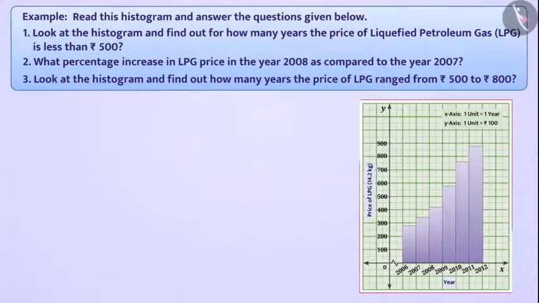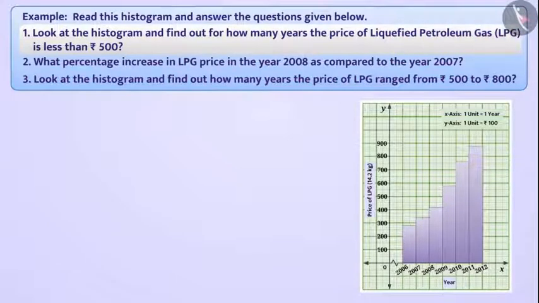The histogram shown here shows the change in the price of LPG over different years, in which the x-axis represents years and y-axis represents price of LPG per 14.2 kg. Here, the width of each class interval is the same, that is 1 year, and the scale of y-axis is 1 unit equal to 100 rupees. Look at the histogram and find out for how many years the price of LPG is less than 500 rupees.